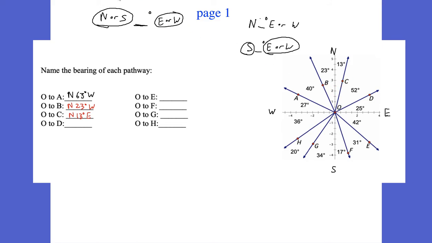All right, next, O to D, right there. So I still start, even though I'm close to east, I still have to measure it from north. So I want that angle. That's 13 plus 52, which is 65 degrees. So I'm north 65 degrees east.